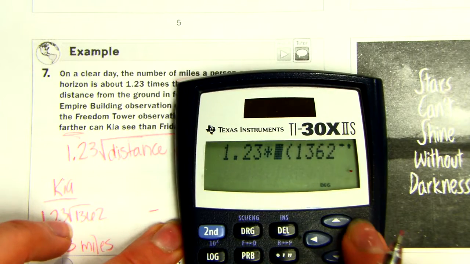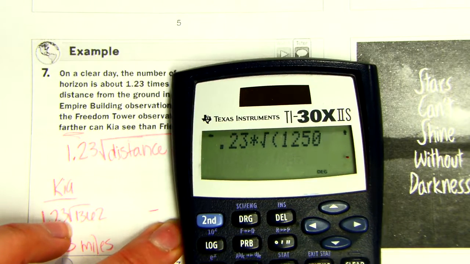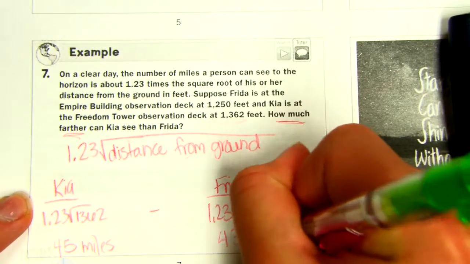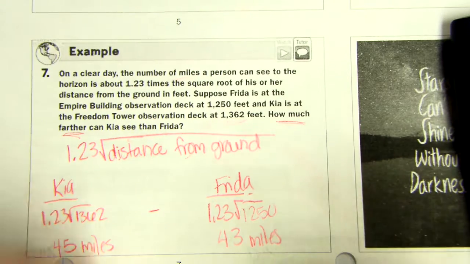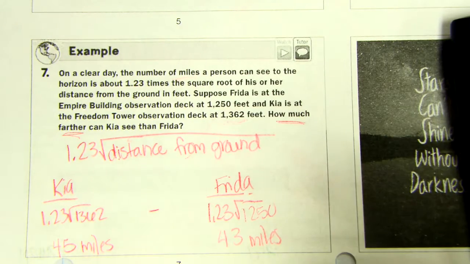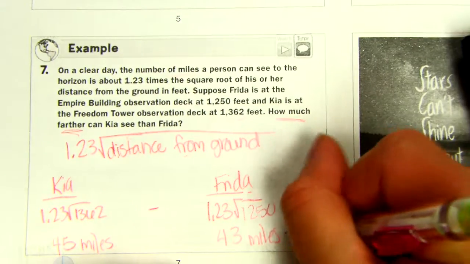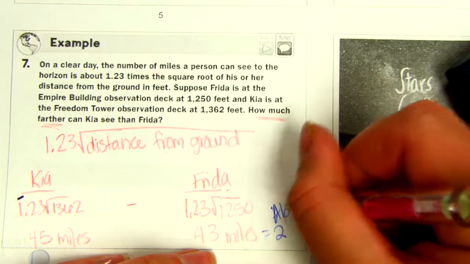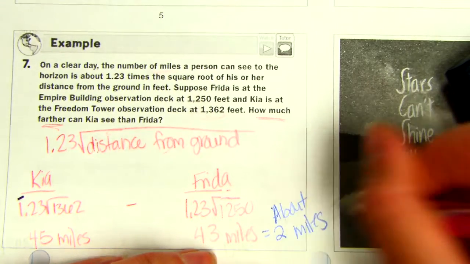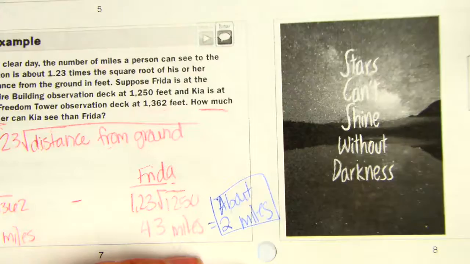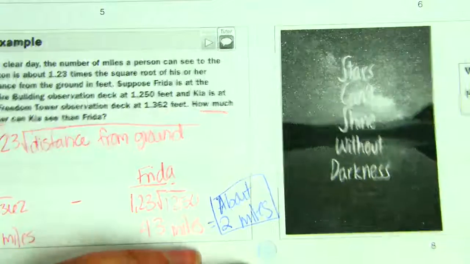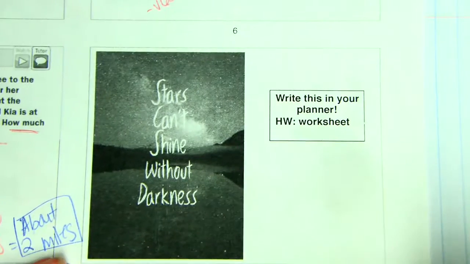And this one is 43 miles. So about 2 miles farther. And there we have it, about 2 miles. Kia can see farther, and that's only a difference of 112 feet. Wow.